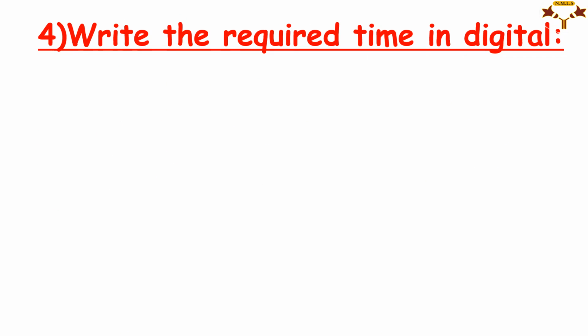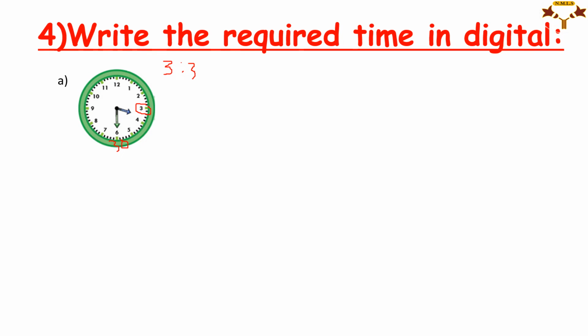Number 4, write the required time in digital. Number A, if I want to write the time by using digital form, here we have two hands, short hand for hours and long hand for minutes. The short hand is between 3 and 4, we will take the smallest, then we will take 3. Okay, then we write 3 in hours. And long hand at 6. Long hand at 6 means 30 minutes, okay? Then we write 30 in minutes.